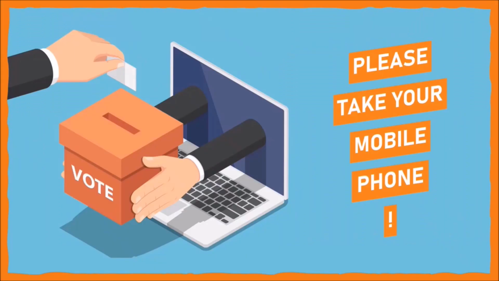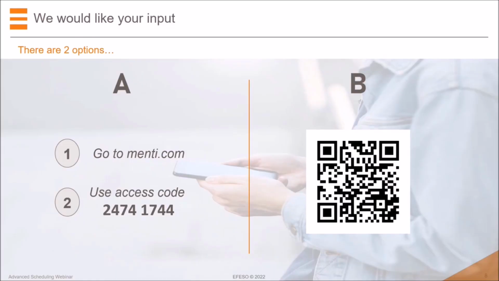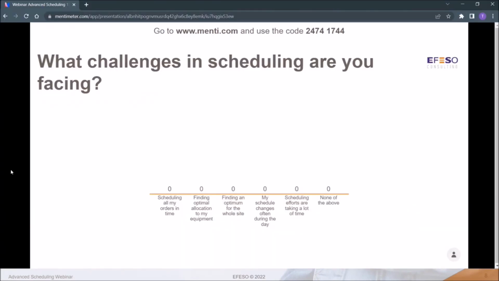Maybe first we would like to have a small feedback from you, so please take out your mobile phone. And please go to menti.com using the access code or just scan the QR code where I would like to have a little quiz. So yes, I see people are already filling it in. So the first question is, what challenges in scheduling are you facing mainly?